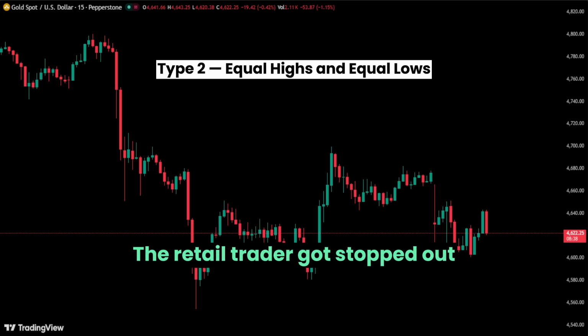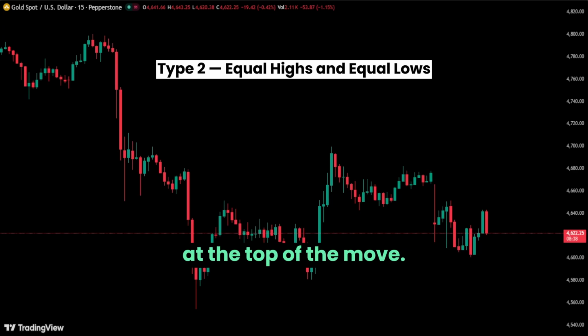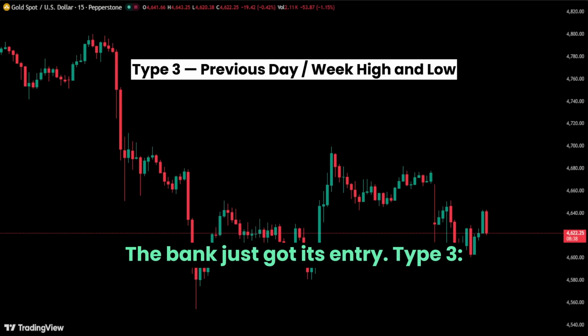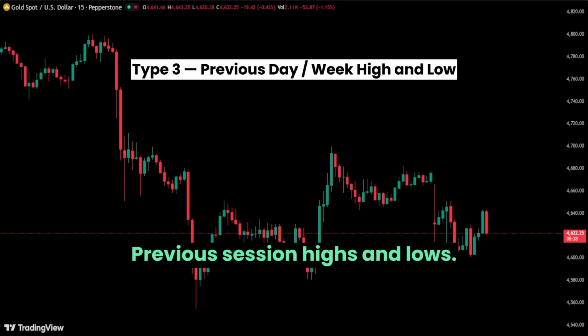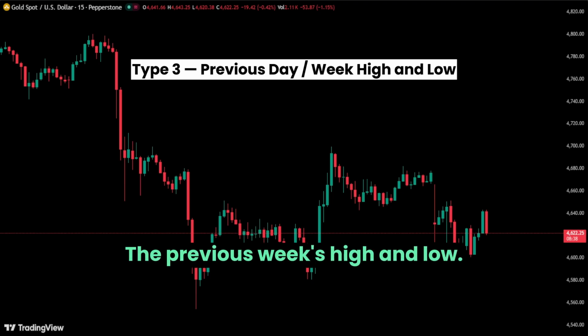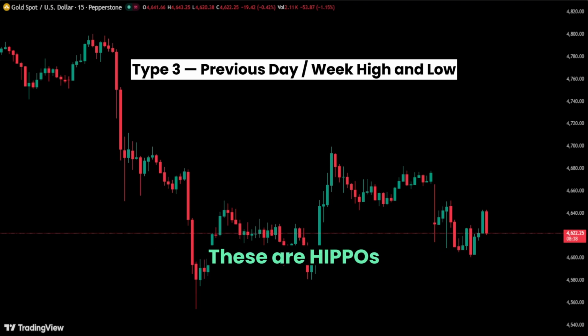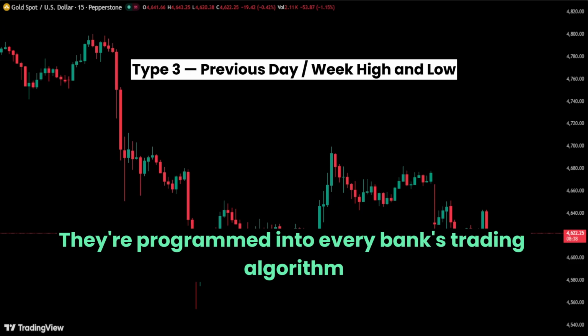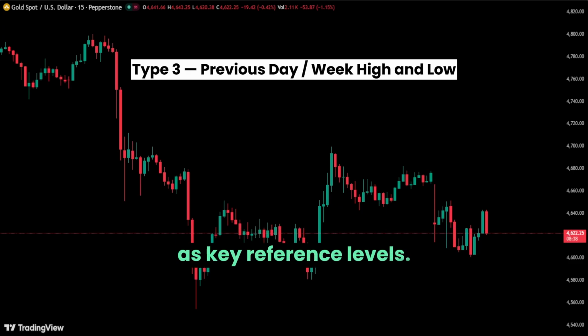The retail trader got stopped out at the top of the move. The bank just got its entry. Type 3: Previous session highs and lows. The previous day's high and low. The previous week's high and low. These are HIPPOs because every major institution monitors them. They are programmed into every bank's trading algorithm as key reference levels.